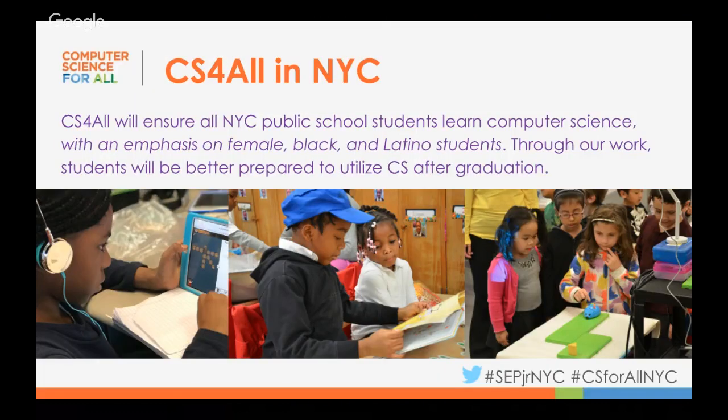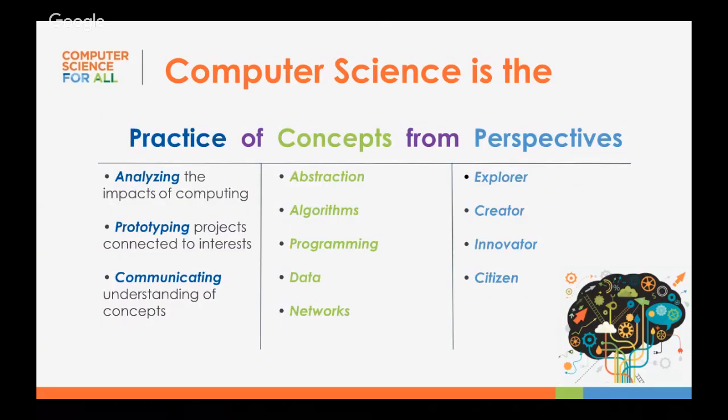So, first of all, what is CS for All in New York City? CS for All is part of the overall Equity and Excellence initiative started by the mayor a couple of years ago. And the goal for CS for All is to ensure all New York City public school students learn computer science with an emphasis on female, Black, and Latino students. Through our work, students will be better prepared to utilize computer science after graduation. And through this initiative and through the CS for All office, we're building what computer science education looks like here in New York City.